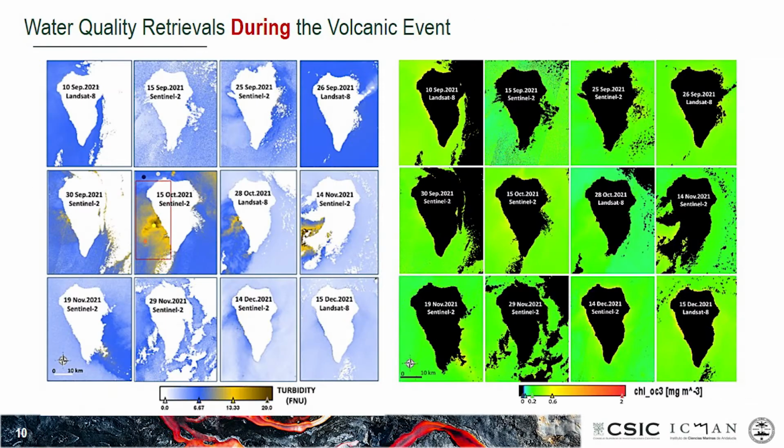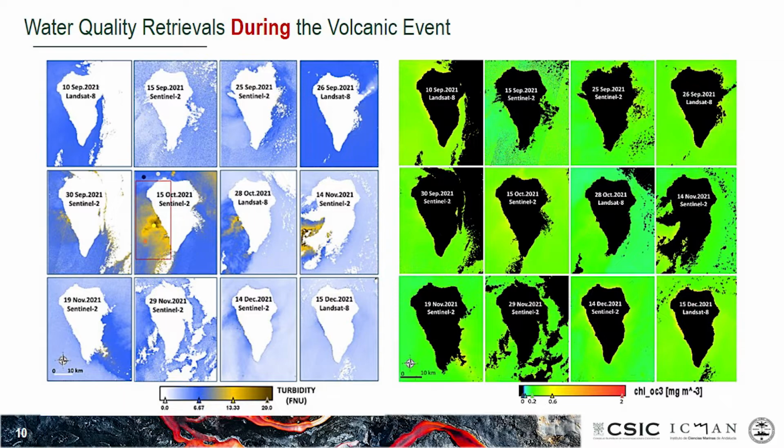So looking at this temporal sequence, on the left we have the turbidity maps, and on the right we have the chlorophyll A maps previously to the volcanic eruption, during the formation of the lava delta, and after the formation of the lava delta. If we look at the turbidity maps between the 10th of September and the 26th of September in 2021, we can see how the turbidity values are between 0 and 2 FNU.